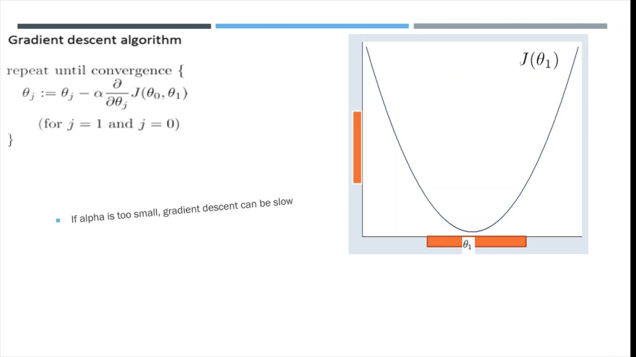So consider the alpha is too small, then our gradient descent can be slow. So what does that mean? It means that if the alpha is too small, then our learning algorithm will take little baby steps so as to get to the minimum. Consider this visualization. As you can see, our learning algorithm is taking those baby steps so as to get the minimum of J of theta.